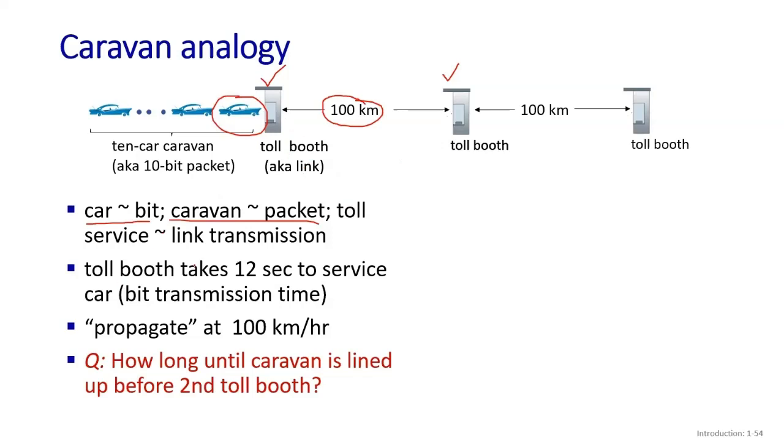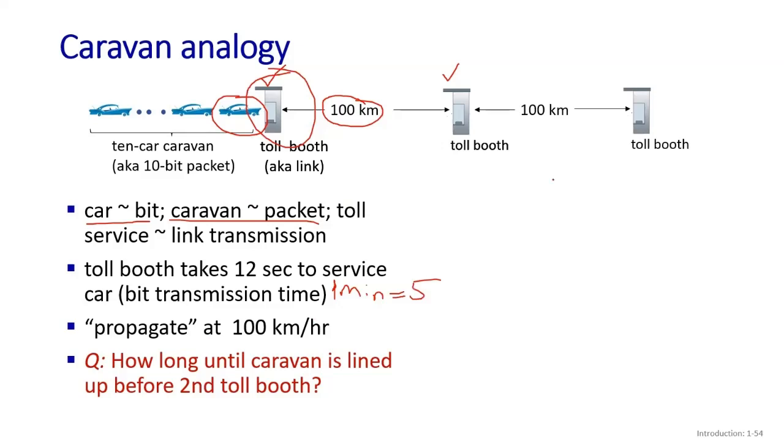Each toll booth takes 12 seconds to service a car. You can assume that to be the bit transmission time. So if each toll booth takes 12 seconds to service a car, then in a minute, 5 cars get serviced. Okay, so the caravan is propagating at 100 kilometers per hour.